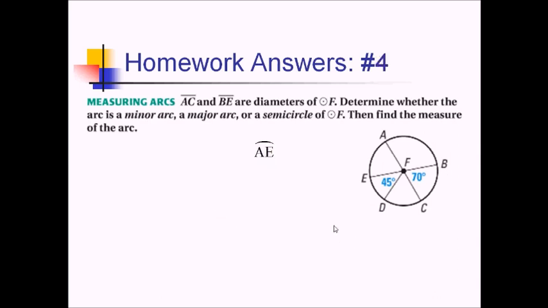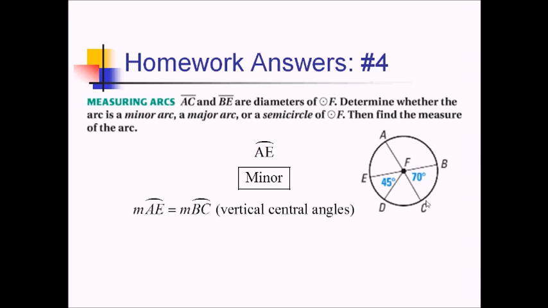For number 4, we're trying to find the type of arc and the measure of arc AE. Since it's less than half a circle, this is a minor arc. And for the measure, AE is going to have the same measure as BC because its central angle is the vertical angle of arc BC. Well, arc BC has a measure of 70, so does arc AE.